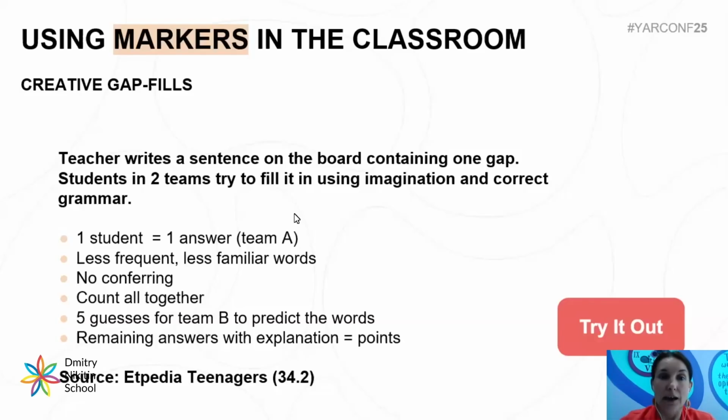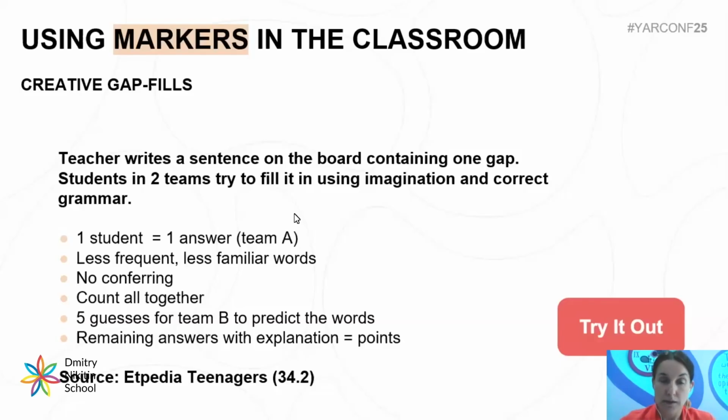Students then have to fill in the gap using their imagination and correct grammar. So if you have 5 students in each team, then each student writes 1 answer. And in the team, they have 5 answers. Students should try to use less frequent and less familiar words so that it is difficult for the other team to guess. There is no conferring here. Students cannot discuss what they wrote.